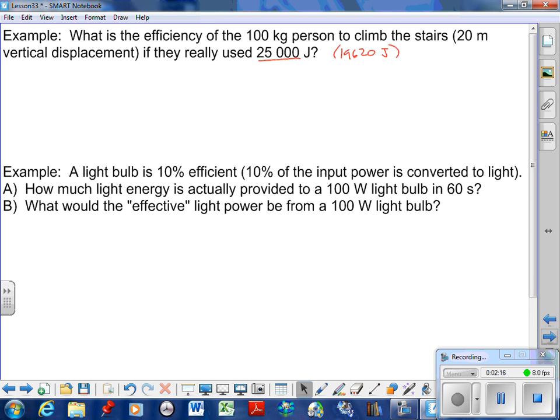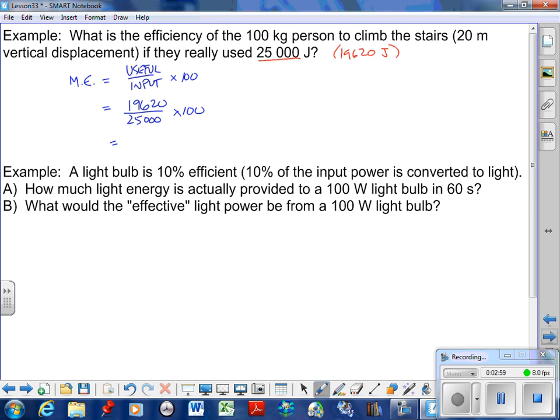But anyway, as your body gets warmer because you're working, that heat energy is undesirable. Okay, you're actually expending chemical energy to move your body, but you're creating heat energy. So you're losing energy within your body as well to undesirable means. So what is the mechanical efficiency then of the person running up the stairs? Well, useful over input multiplied by 100. 19,620 divided by 25,000 times 100. When you calculate that out, that gives you your percent efficiency.